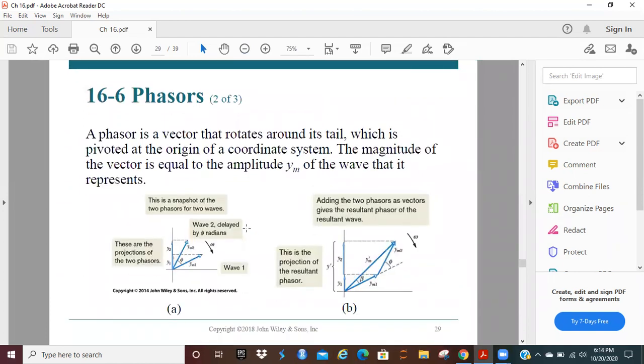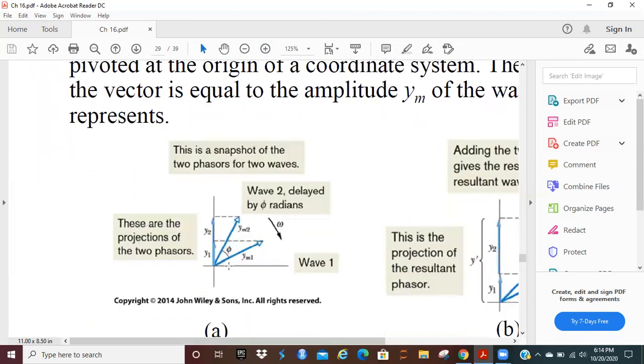So a phasor is a vector that rotates around its tail, which is pivoted at the origin of the coordinate system. The magnitude of the vector is equal to the amplitude of the wave that it represents. So you've got the projections of the two phasors. Let's zoom in here. You've got ym1, ym2, and these are going to be the projections of each.